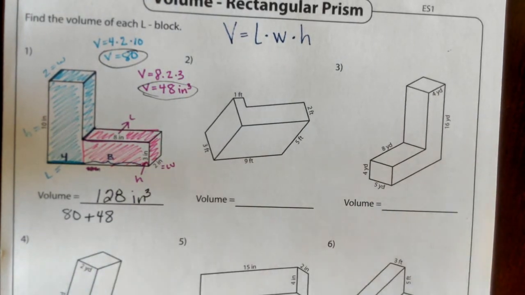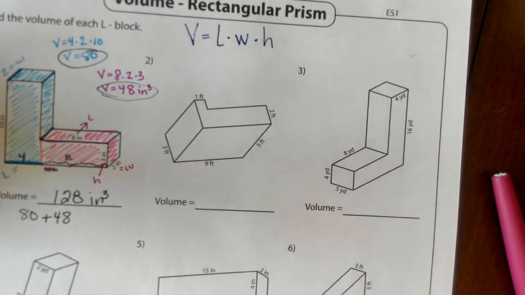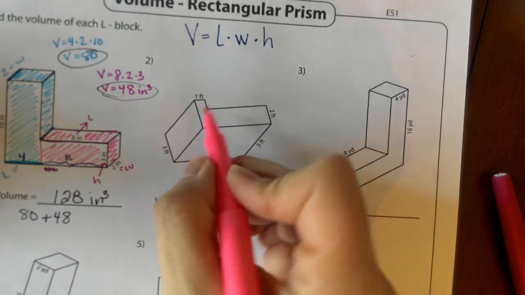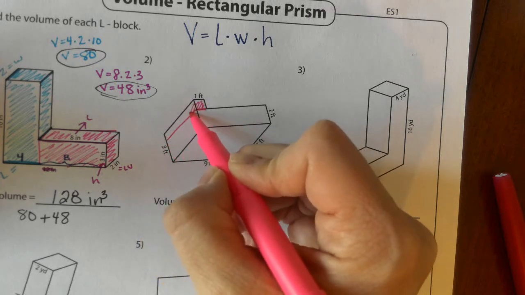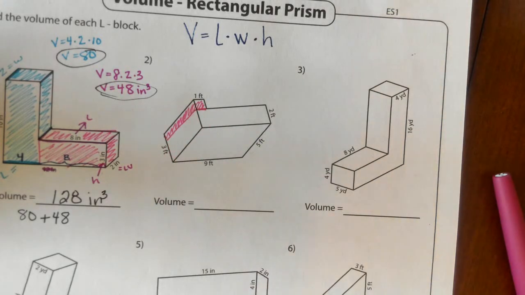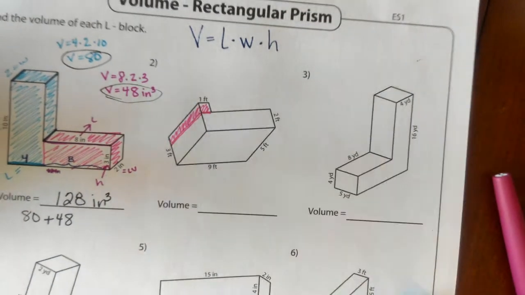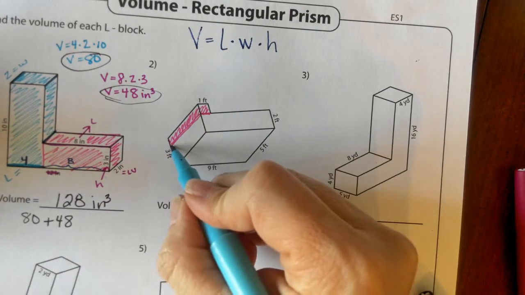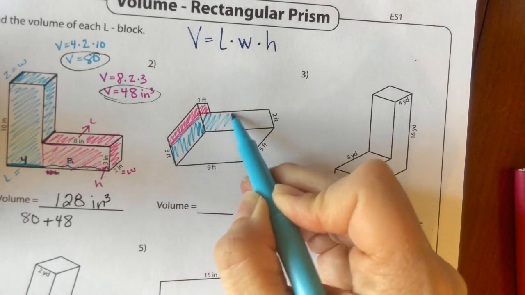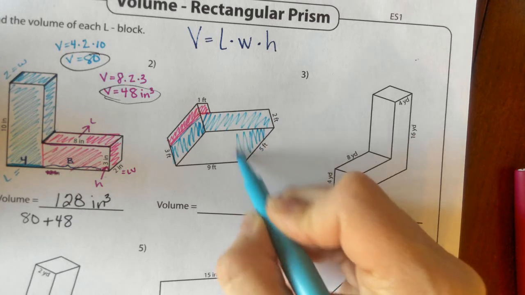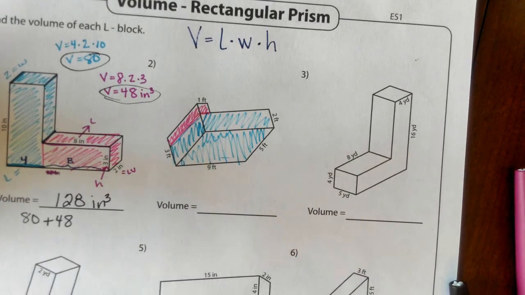Okay, so let's try another one. Again, we need to divide it into 2 rectangular prisms. We could do that a couple different ways. So I'm going to divide it here, go down at an angle. So I have my pink rectangular prism. And then again, I'm going to have my blue rectangular prism. If you don't have different colors, you could shade one in and keep one non-shaded. So there I have my 2 different shapes.